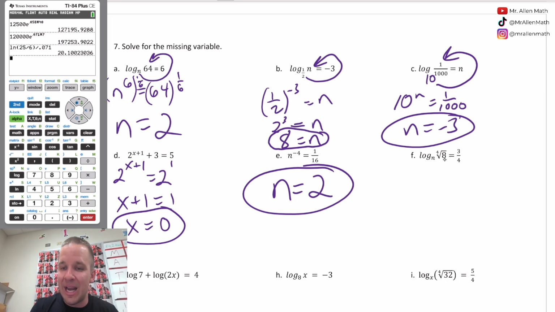Next one. I got n. Oh boy, you guys loved these back in the day. So we got n to the 3/4 equals the 4th root, or I'm going to write 8 to the 1/4.